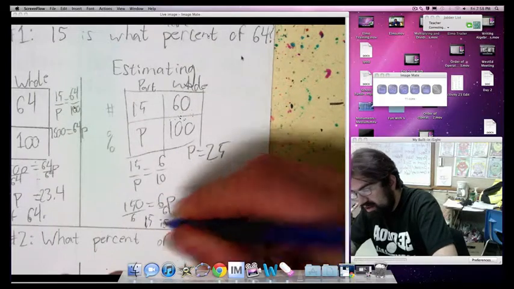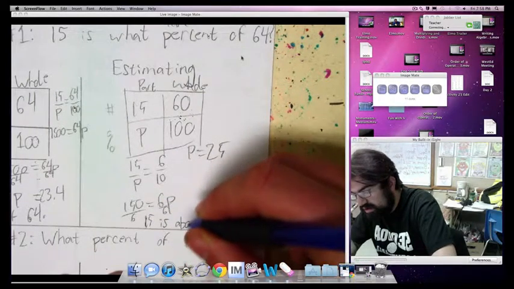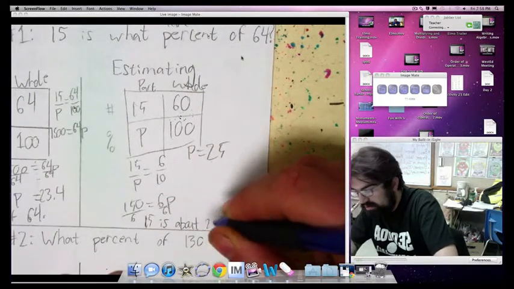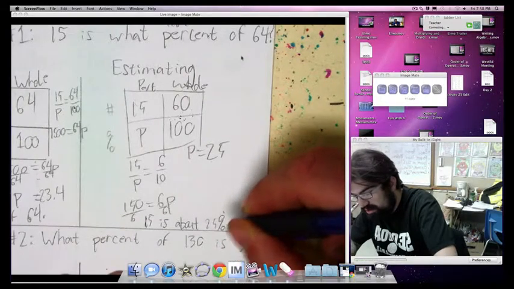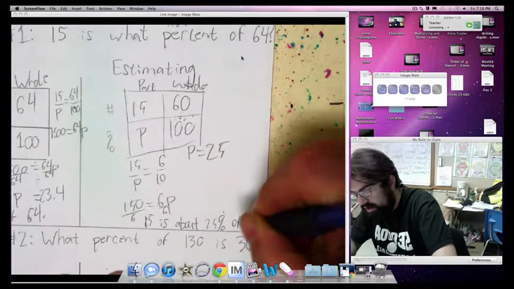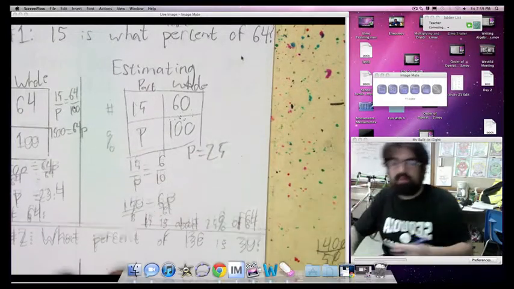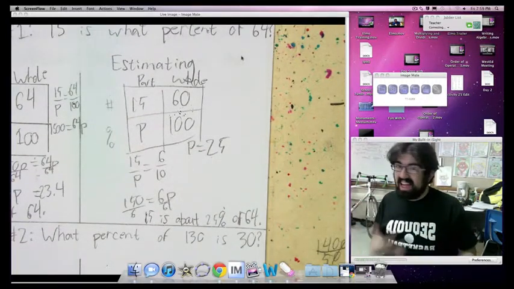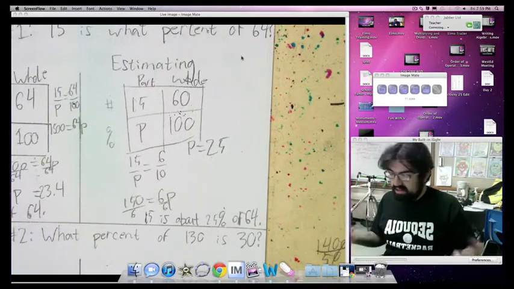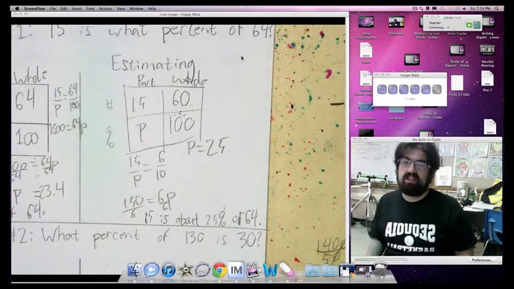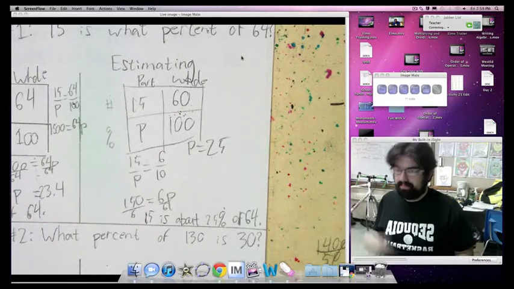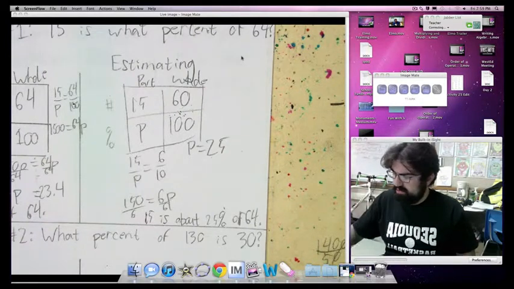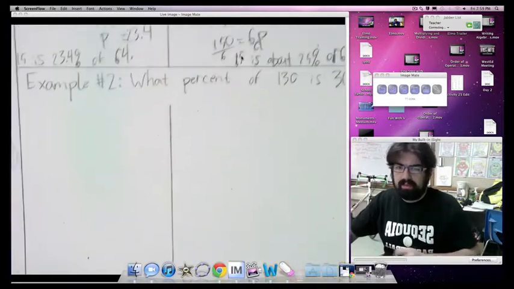15 is about 25% of 64. I had to put the word about because I estimated, but it could save you a little bit of time on a test because I did that pretty quick. I just hit my hand on my desk. Let's do another one.